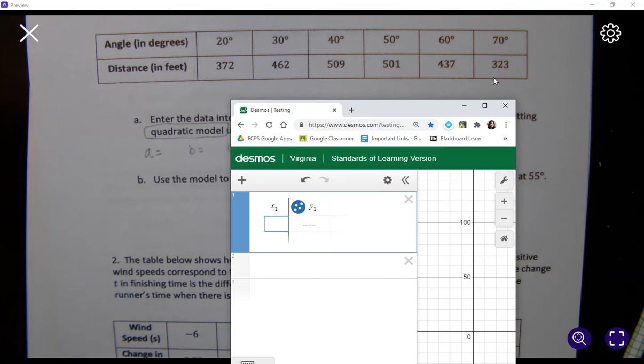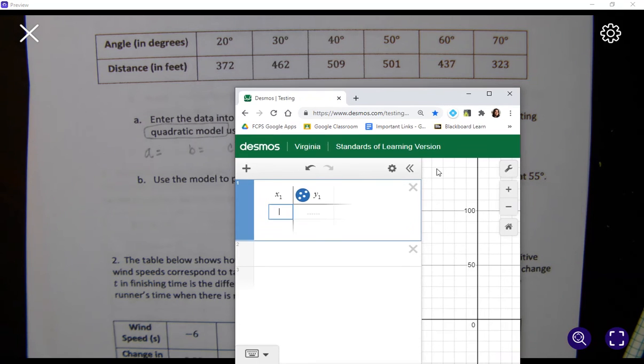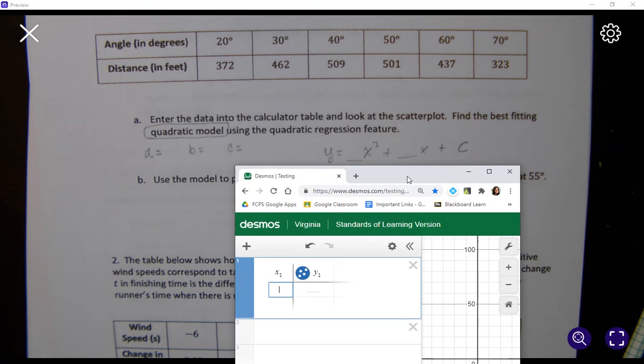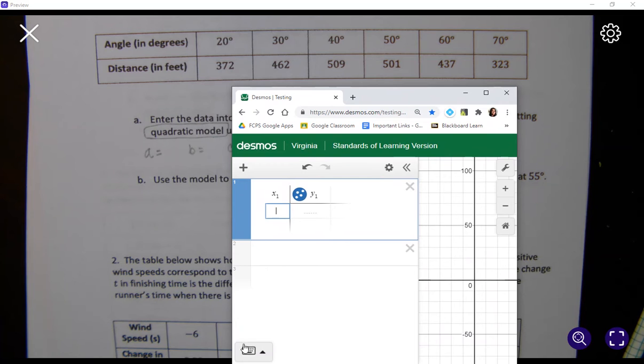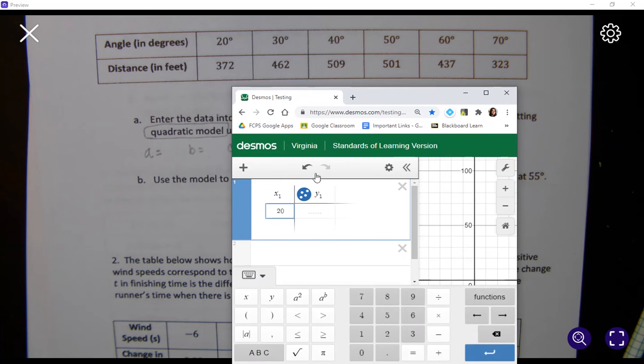So 20 goes to 372. We're just going to plug in all these numbers, okay?